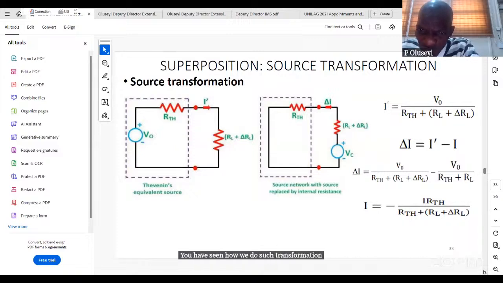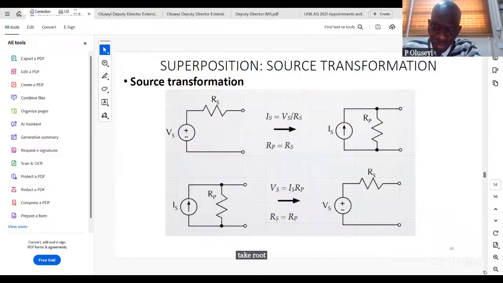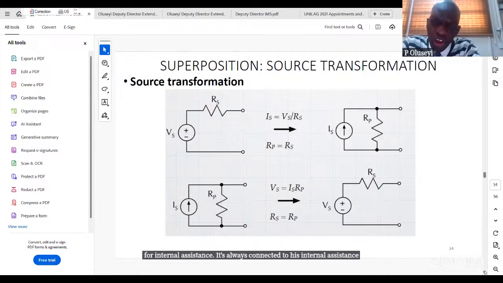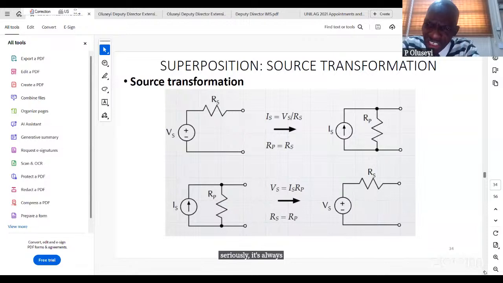So on the account of this, you have seen how we do source transformation. You will need it a lot. Please take note of this. Voltage source is always connected in series with its internal resistance. But current source is always connected to its internal resistance in parallel. That's why you have that RP. Note that RP and RS are of the same value. Take note of that.